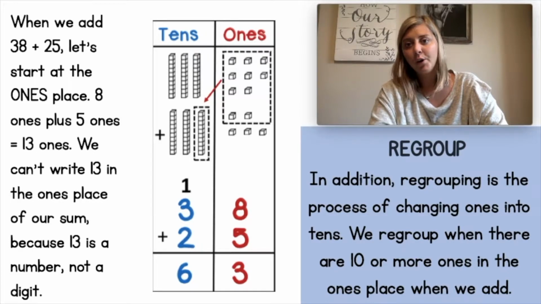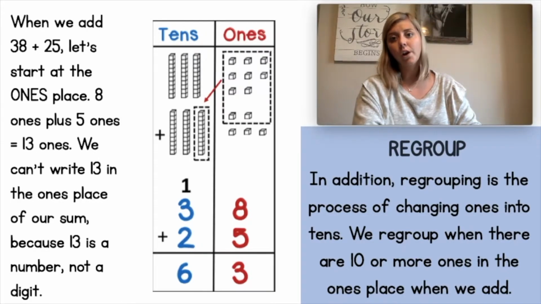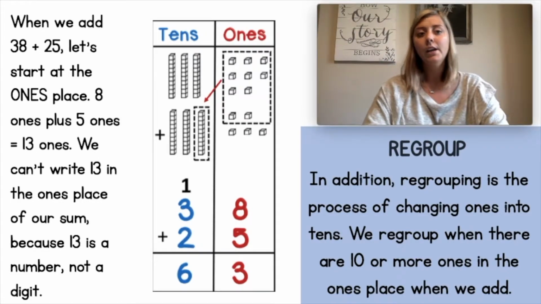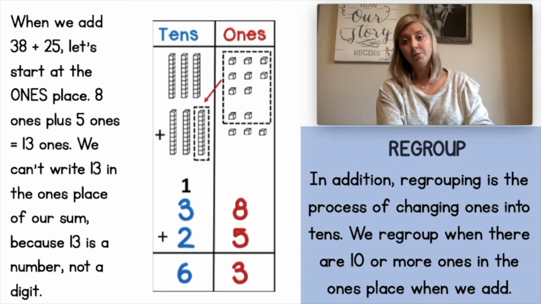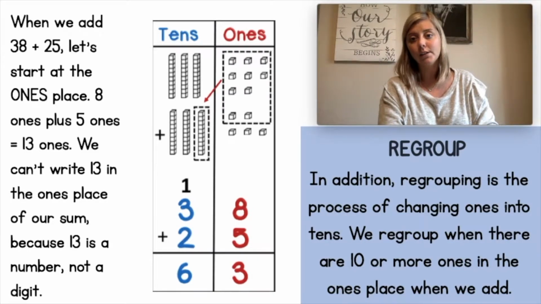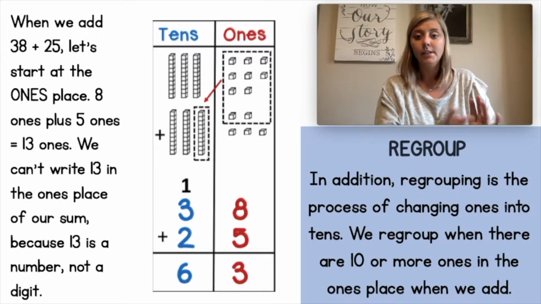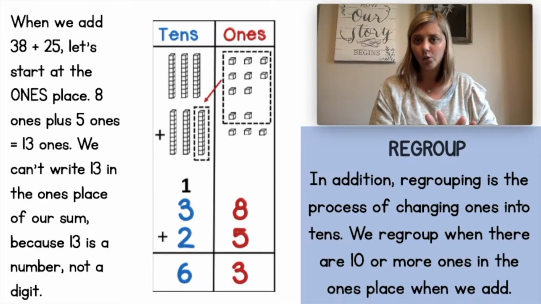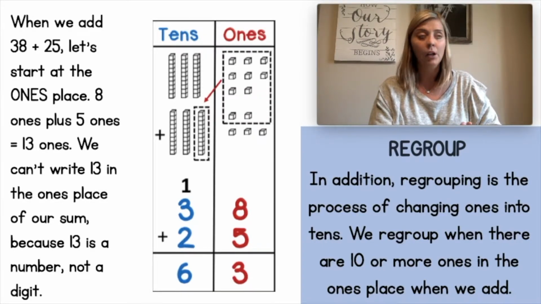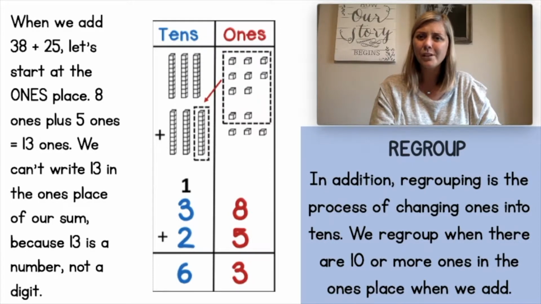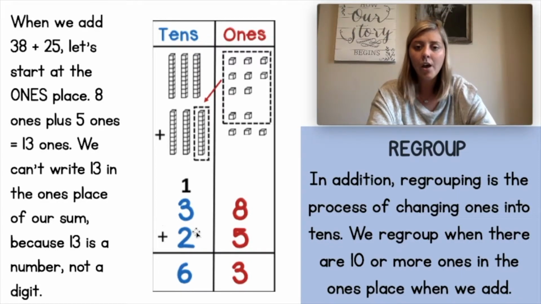The last term I want to go over with you before we get started actually working out these examples is the term regroup. So in addition, regrouping is the process of changing ones into tens, and we regroup when there are 10 or more ones in the ones place when we add. I'm going to walk you through an example of this because it's been a long time since y'all have been in school and you've had to regroup, and so if it feels a little fuzzy in your brains, that's totally okay and normal. So we're going to get that light bulb to go off and do this example.